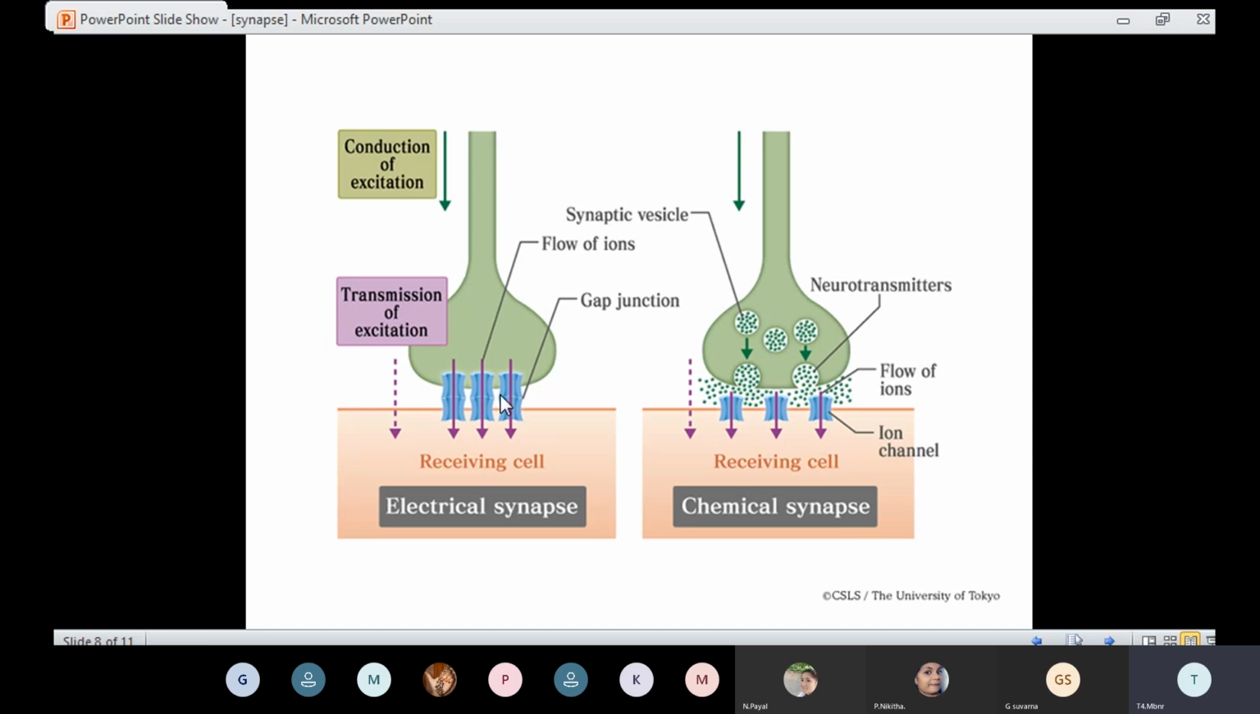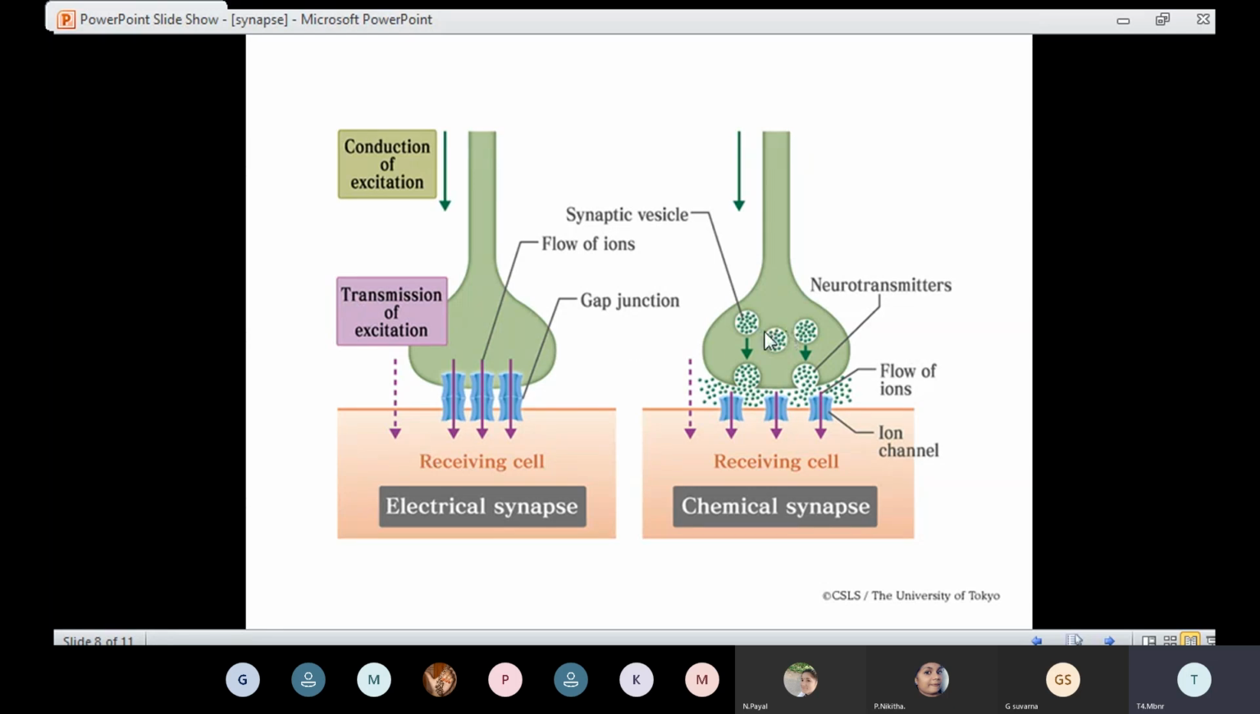Just now we discussed what an electrical synapse is. An electrical synapse transmits neural information in the form of electrical current, whereas a chemical synapse transmits information in the form of chemical signals. See here, it is the flow of ions. Ions are nothing but the current. Current will flow from here to here, and through that the signals will transmit. Transmission of excitation.